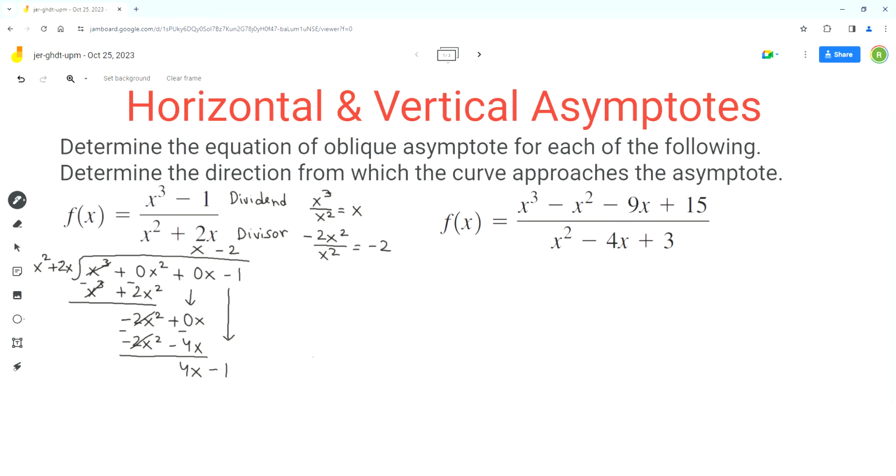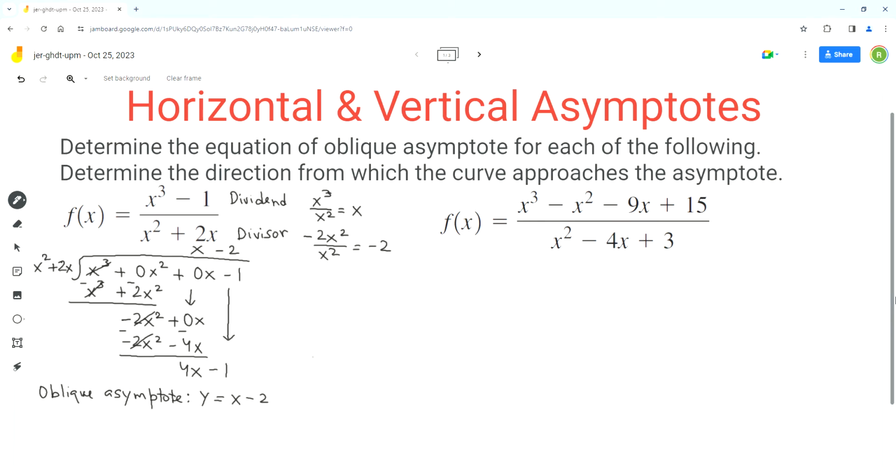Now 4x minus 1 has a degree which is less than the degree of the divisor. The degree of the divisor is 2, but the degree of 4x minus 1 is 1. So that means this is the end of this polynomial long division. The equation of the oblique asymptote is the quotient of this long division. So the oblique asymptote can be written as y equals x minus 2.